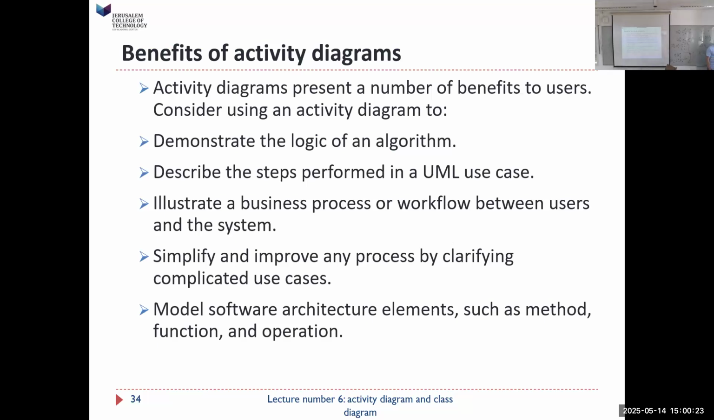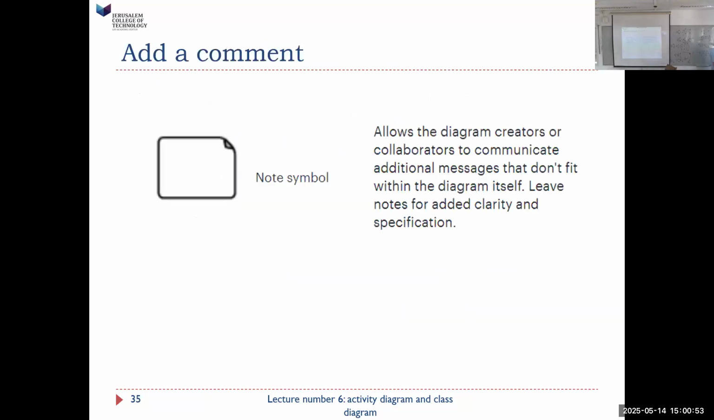Benefits. Activity diagrams have benefits. They present a number of benefits to the user considering using it. For example, they demonstrate the logic of the algorithm, right? A lot of times, like the flow chart shows you the logic of the algorithm. They describe the steps performed in a UML use case, right? If you connect it to a UML use case, then it explains the use case. Illustrates a business process or a workflow between users, simplifies, improves any process by clarifying complicated use case. You can add comments with this symbol here.